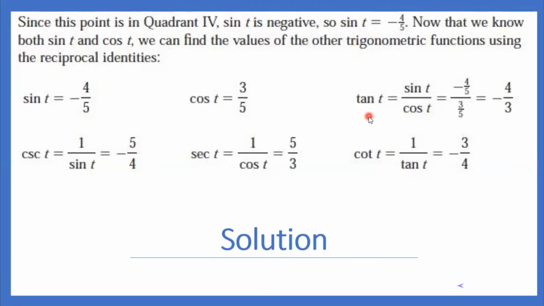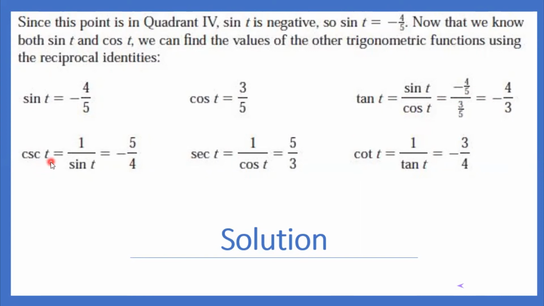What is tangent t? The formula is sine t over cosine t. Since the value of sine t is negative 4 over 5, substitute over the cosine t, which is 3 over 5. Then simplify, we get negative 4 over 3. Therefore, tangent t is negative 4 over 3.